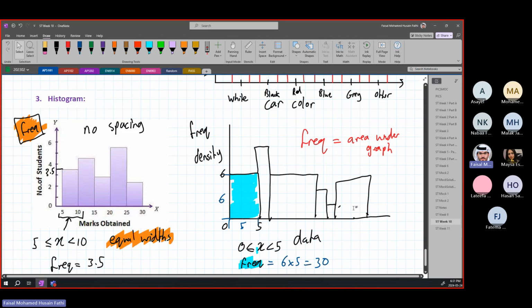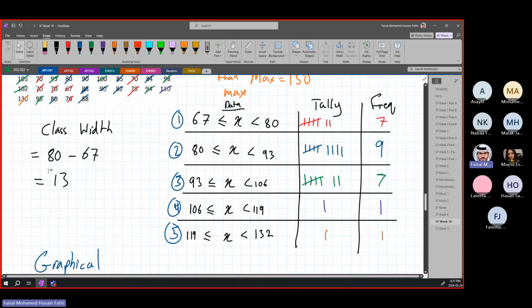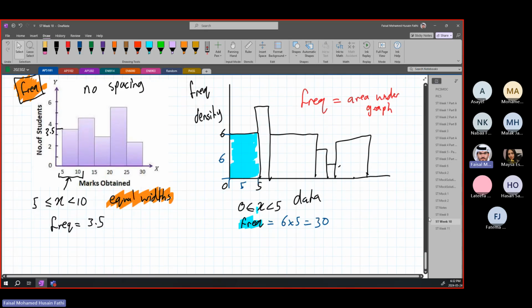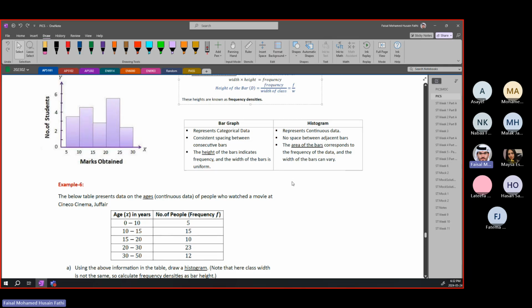This occurs when your width is not the same, because this basically means that your intervals are not the same, which, if you remember from here, your class width here, we had the same intervals. They were all 13. But what if your class width was not the same for each one? What if the numbers were changing? What if this wasn't from 67 to 80? This is where you will have to consider frequency density. All right. And what is frequency density? I'll show you in this example now.